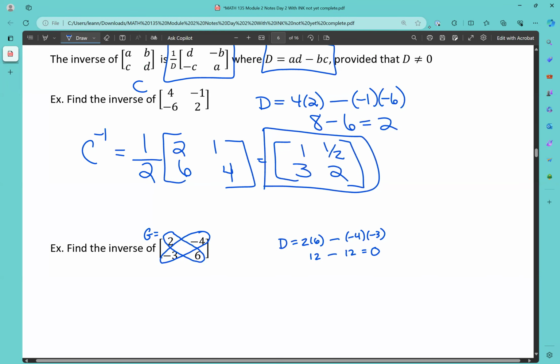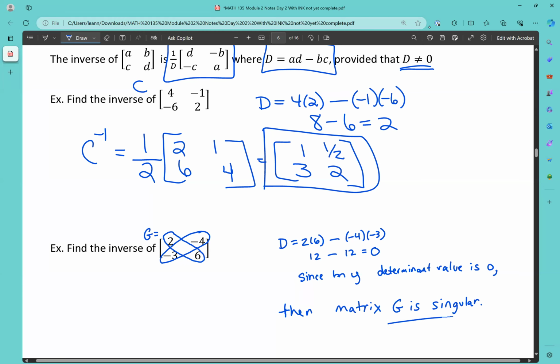So this is where we get into trouble. The determinant cannot be 0. If it is, we do not have an inverse. So since my determinant value is 0, then matrix G, which is what I named it, is singular. It means it does not have an inverse.